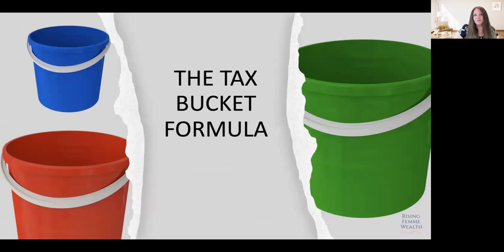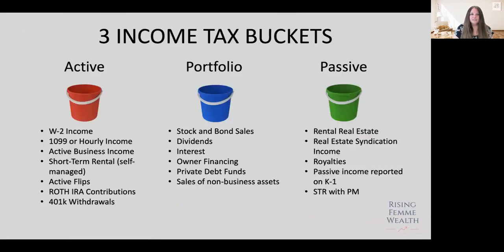So let's get into the tax bucket formula. The IRS divides your income into 3 income tax buckets. Over here in the red bucket, we have active income. So this is going to be your W-2 income, 1099 income, hourly income. If you have your own business, your active business income is here. If you self-manage a short-term rental and you meet the requirements for that, that'll be over here. If you're an active house flipper, any Roth IRA contributions and 401k withdrawals will all be in this bucket.